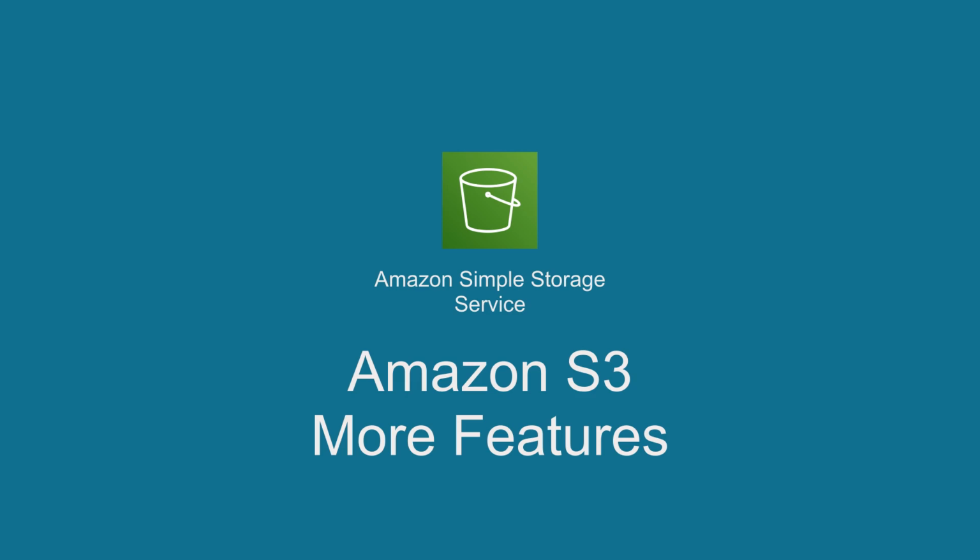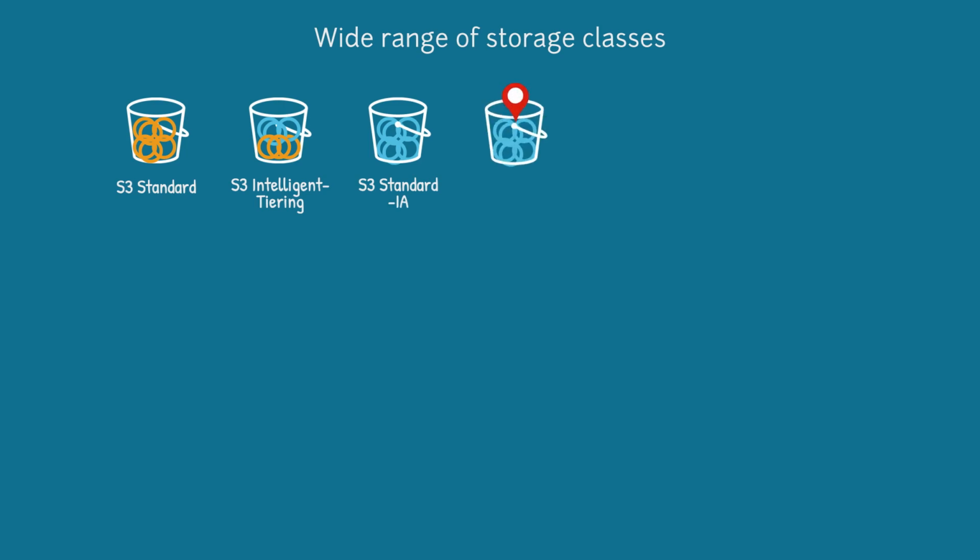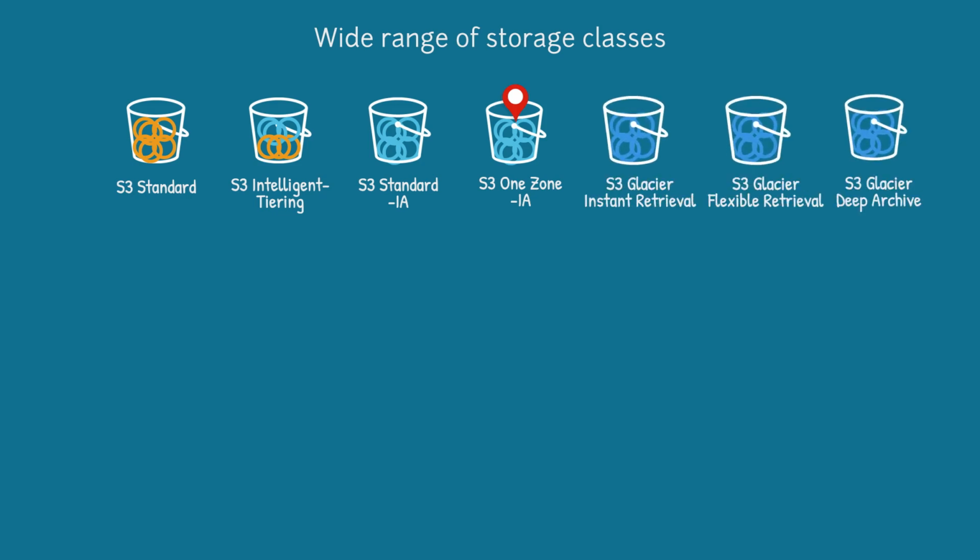Amazon S3 more features. Amazon S3 also provides a wide range of storage classes: S3 Standard, S3 Intelligent-Tiering, S3 Standard-Infrequent Access (S3 Standard-IA), S3 One Zone-Infrequent Access (S3 One Zone-IA), and the 3 Amazon S3 Glacier storage classes.